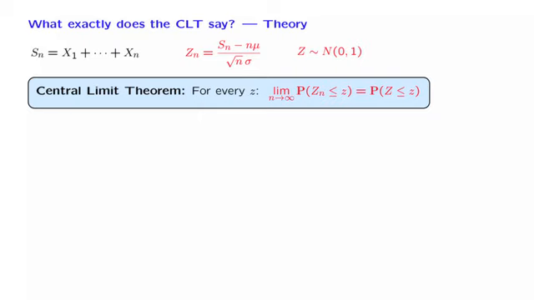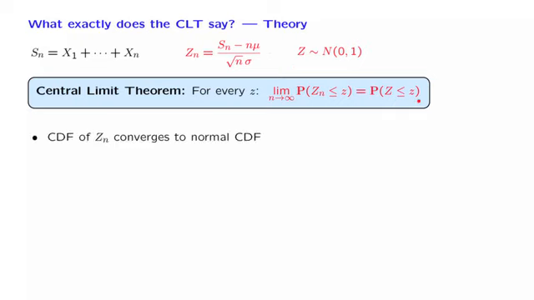Since the central limit theorem is so useful and important, it is worth making sure that we understand exactly what it says and to make a few comments on its mathematical content. What it says is the following. We take the sum of independent identically distributed random variables, we form this standardized version of the sum, where we subtract the mean and divide by the standard deviation of the sum, and then what it tells us is that the CDF of this random variable Zn converges to the normal CDF.